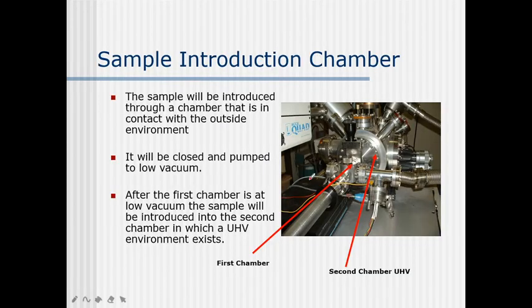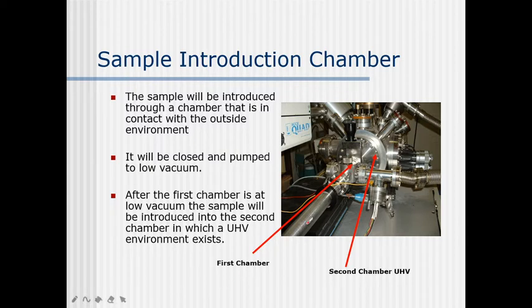Now in the sample introduction chamber, there will be two chambers. There is a first chamber, there is a second chamber. The sample will be introduced through a chamber that is in contact with the outside environment. So the first chamber is in contact with the outside environment. Then later it will be closed and pumped to a low vacuum. After the first chamber is at a low vacuum, the sample will be introduced into the second chamber in which an ultra high vacuum environment exists.